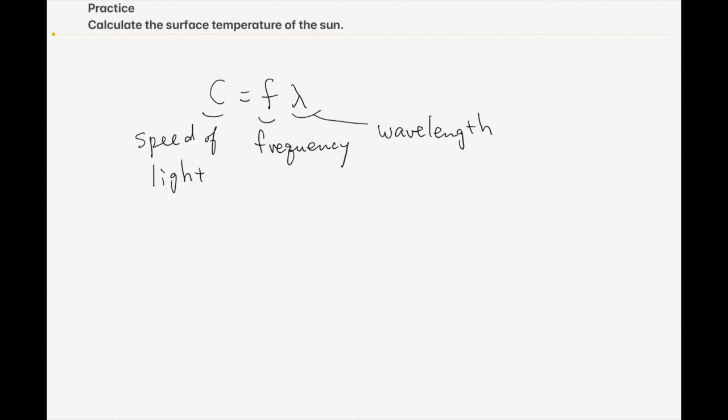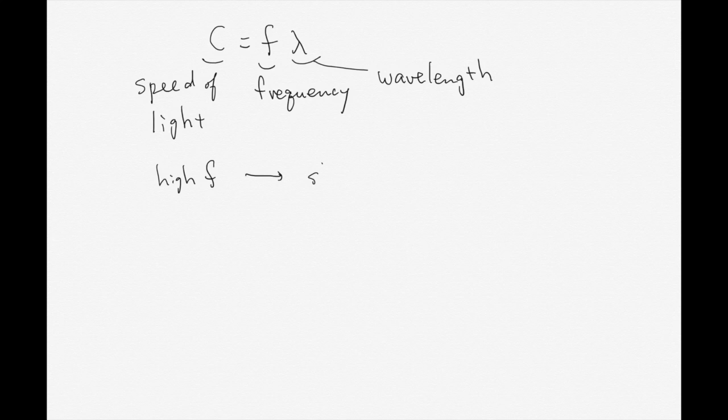of light. Light with a high frequency has short wavelengths. So if f is high, it corresponds to short wavelengths, short lambdas. Low frequency corresponds to long wavelengths, long lambdas.